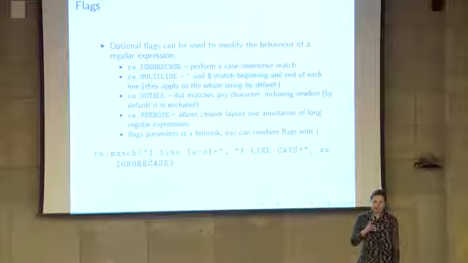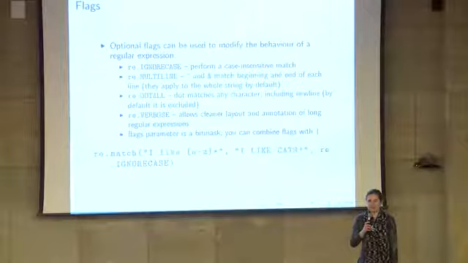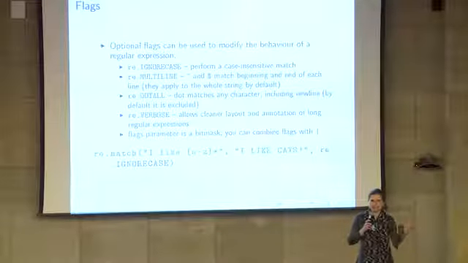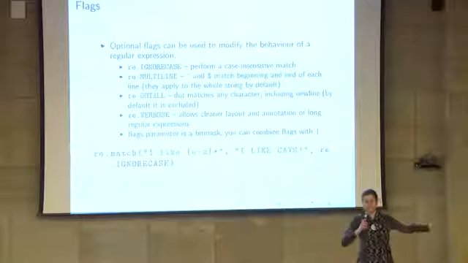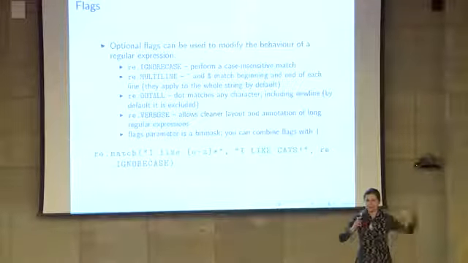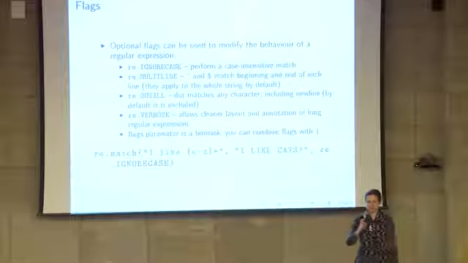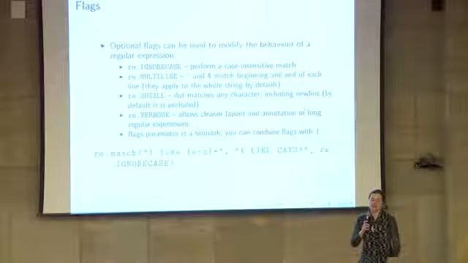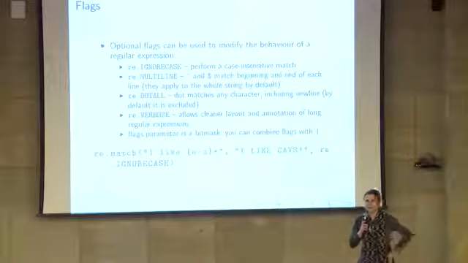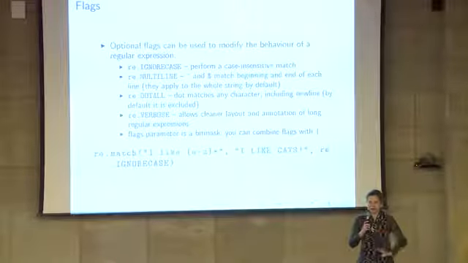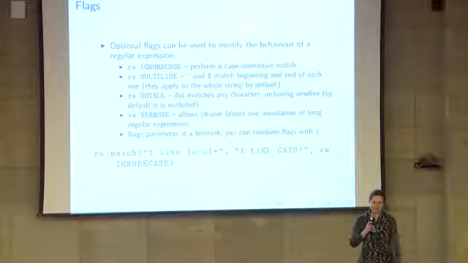Multiline, so I haven't discussed the caret and dollar characters, but they're the beginning and end of line characters, and by default, they apply to the entire string in Python. So even if you have new lines, it'll treat the entire string as a single line. But multiline essentially forces the engine to treat each line separately. So you can do line by line parsing, like you might do in something like sed.